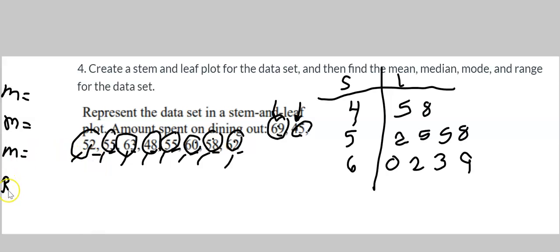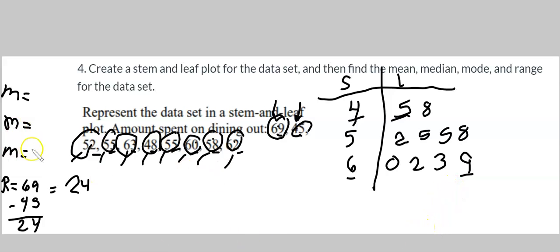In order to find the range of a data set, all you have to do is take the largest number and subtract the smallest number. Because the range is just subtracting, I'm going to do that one first. The largest number is always the very last stem and the very last leaf, and the smallest number is always the very first stem and the very first leaf. So I'm just going to subtract 69 minus 45. 9 minus 5 is 4, and 6 minus 4 is 2. So my range is 24. What that means is that there are 24 numbers on a number line between 45 and 69.